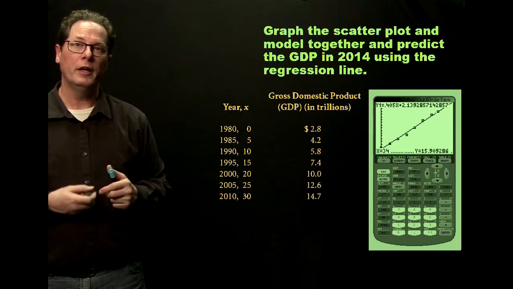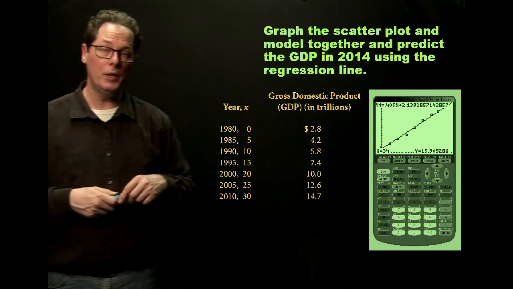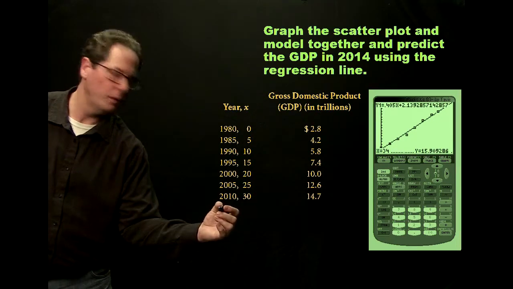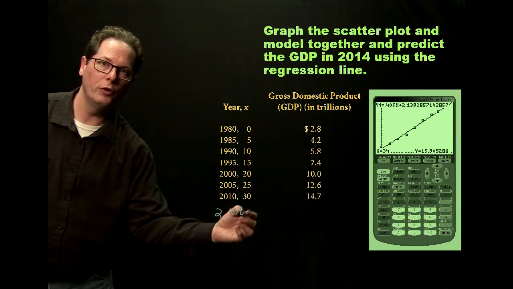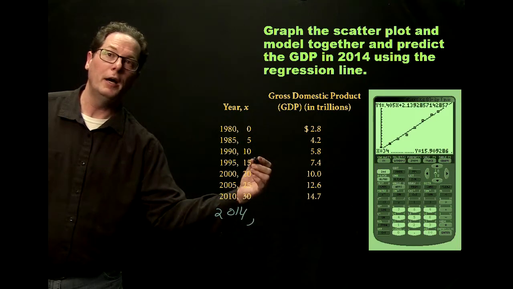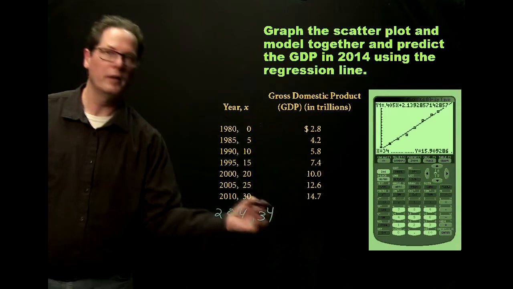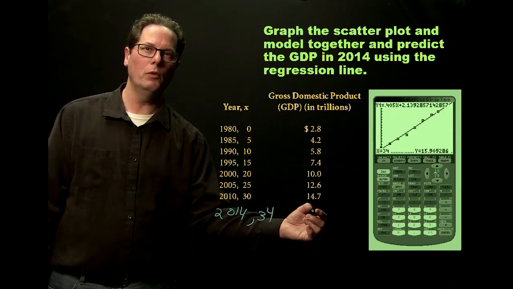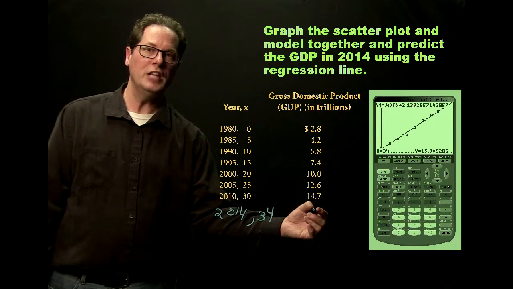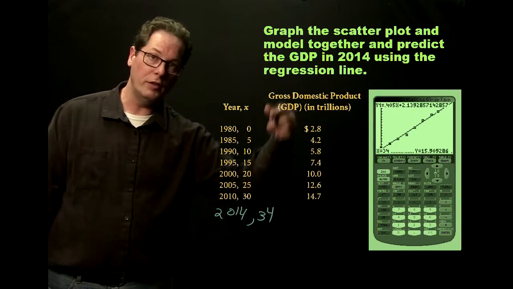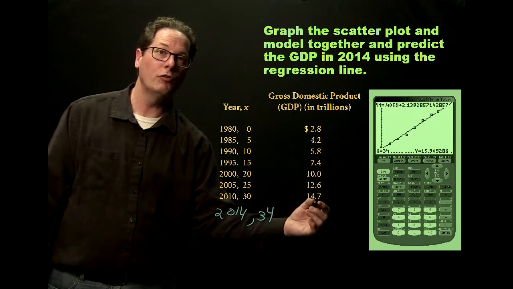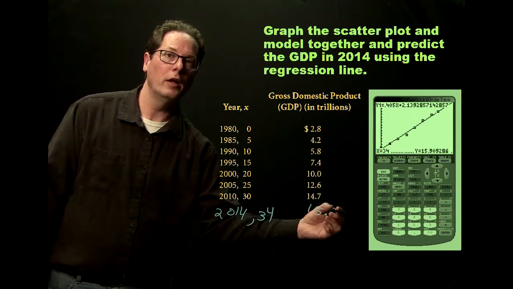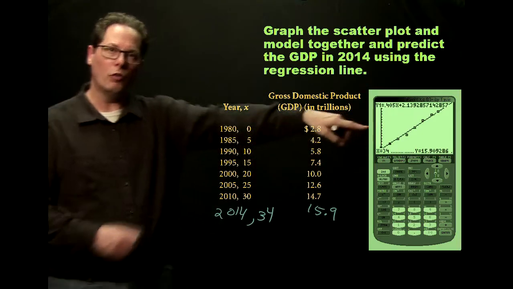So we've graphed it, and now we'd like to predict the GDP in 2014. Let me just point out that 2014 would be 34 years past 1980. So we're talking about 34. What are we suggesting the GDP is going to be in 2014, given this trend continuing? And the answer is about $15.9 trillion. You can see it on the calculator as the Y value there.